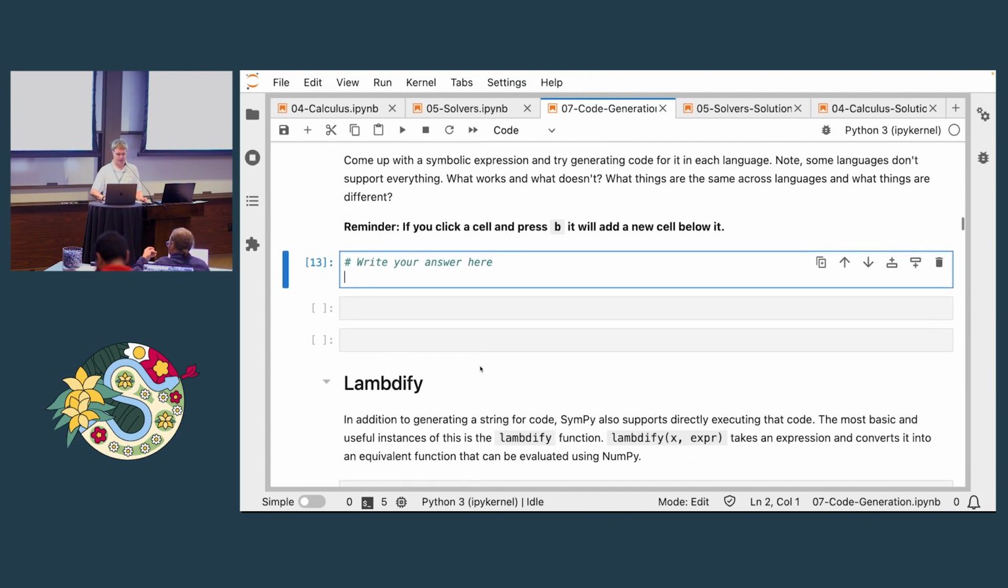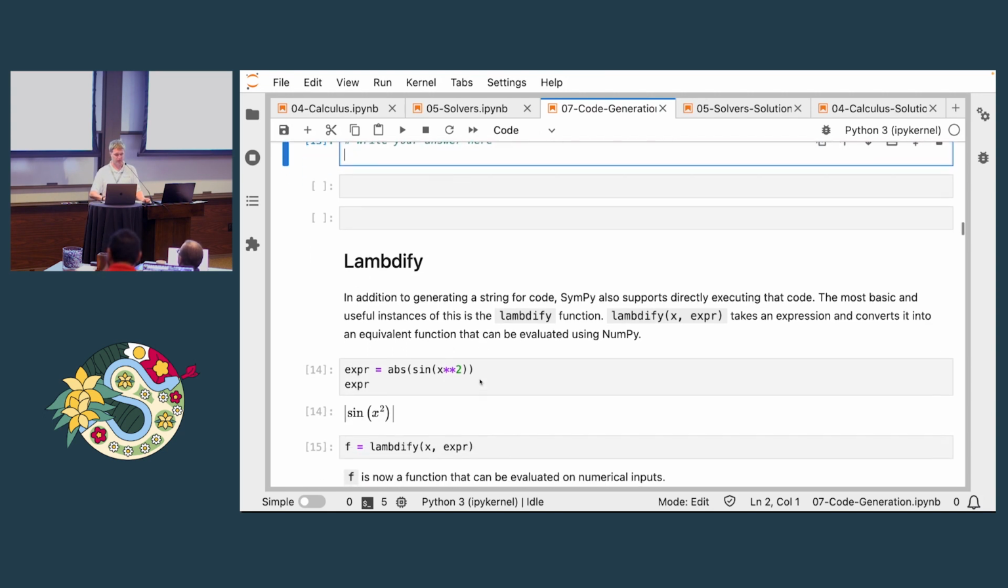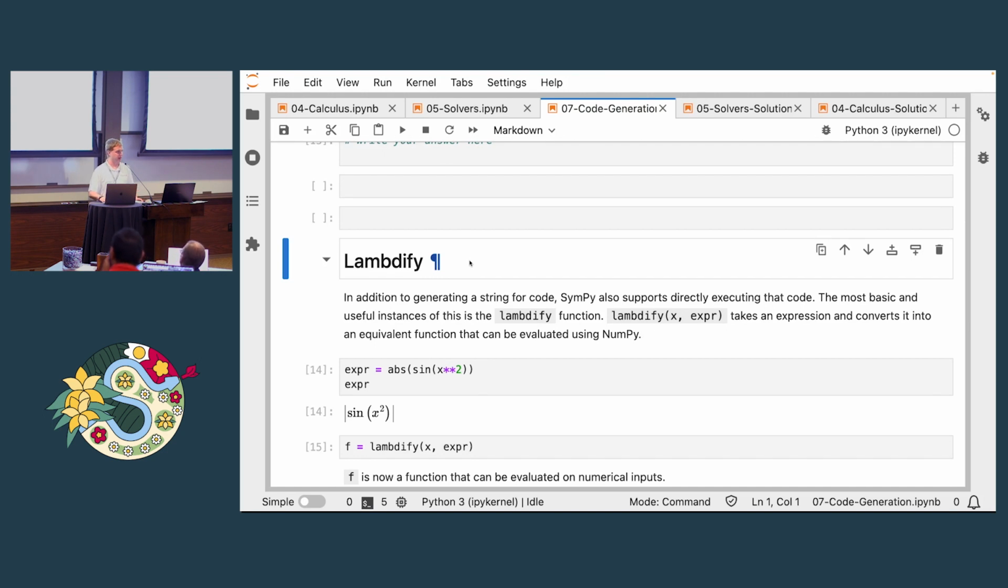Well, so now we get to what I would consider probably the most important function if you're actually going to use SymPy for real work, which is this function called lambdify. Lambdify is basically a bridge between SymPy and NumPy. So if you ever want to do numerical evaluation, but you still want to use SymPy to derive your equations, then lambdify is what you want to use.